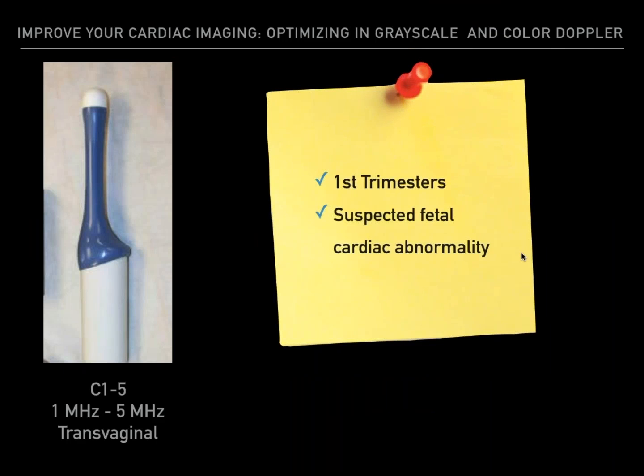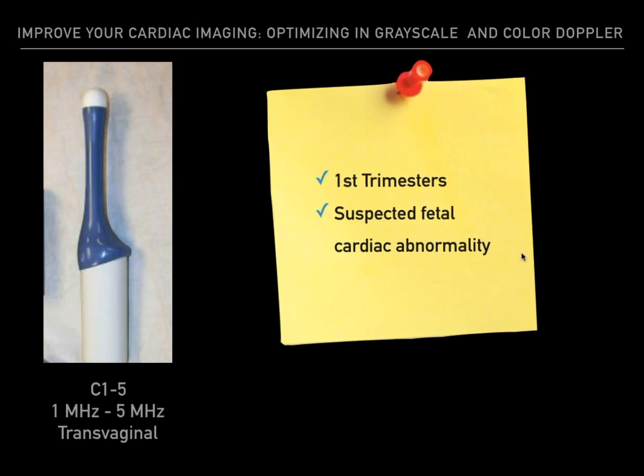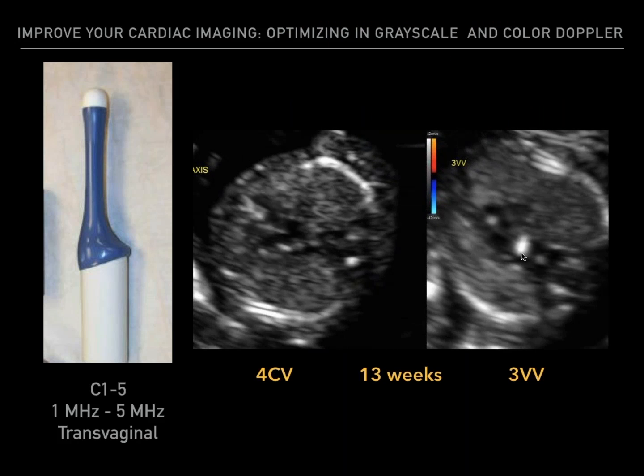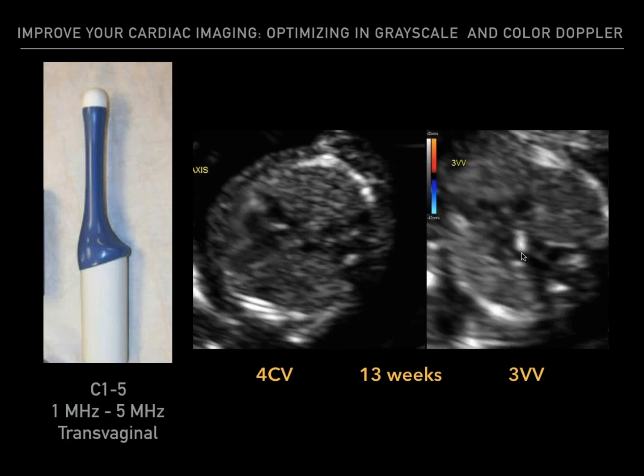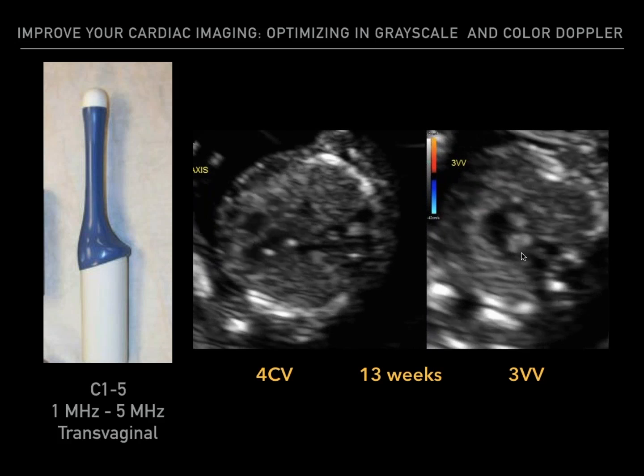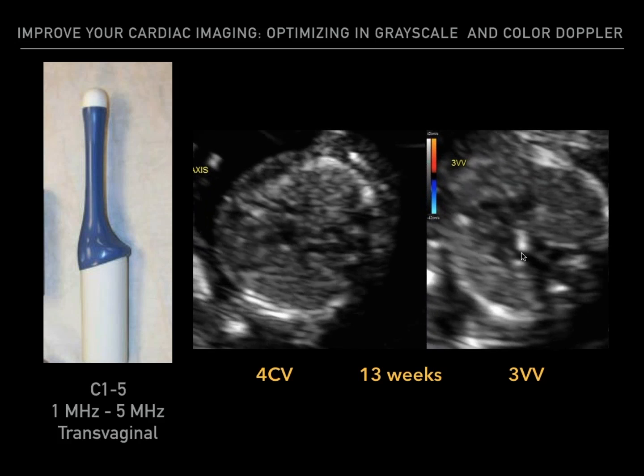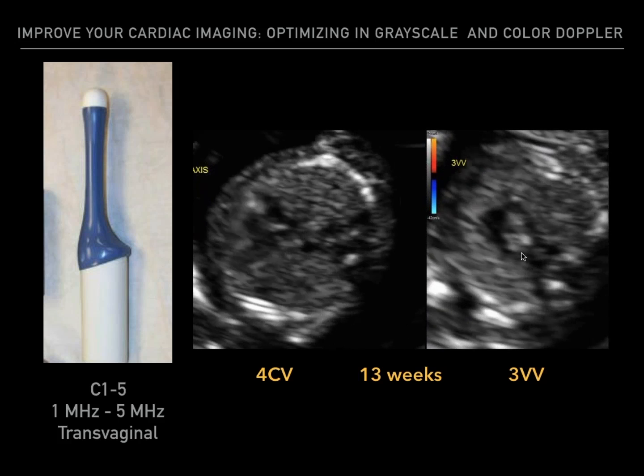A transvaginal probe may be used in the first trimester or even in the late second trimester in the event that there is a suspected fetal cardiac abnormality, or if there is difficult imaging due to an increased maternal body habitus. This allows you to increase the imaging depth and provide optimal imaging, especially for early cardiac screening. Here we can see a 13-week fetus being scanned. You can see a 4-chamber view as well as a 3-vessel view in this clip. So that may be helpful at times.